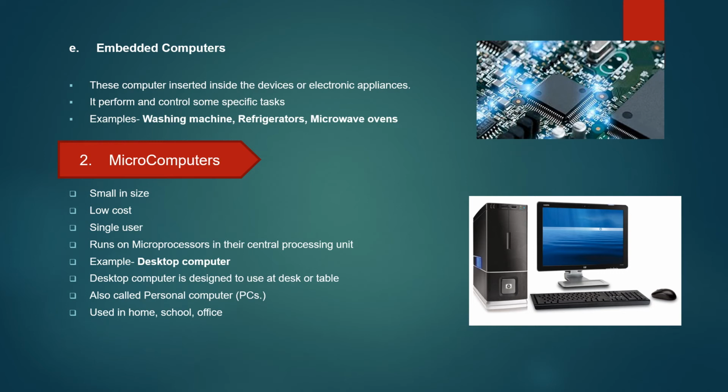Okay, so second type of computer is microcomputer now. Microcomputers are small in size, low in cost. It is a single user computer. It runs on a microprocessor in the central processing unit. An example of microcomputer is desktop computer. Basically, a desktop computer is designed to be used at a desk or table. It's also known as PC. Basically, it is used in office, home, and schools.